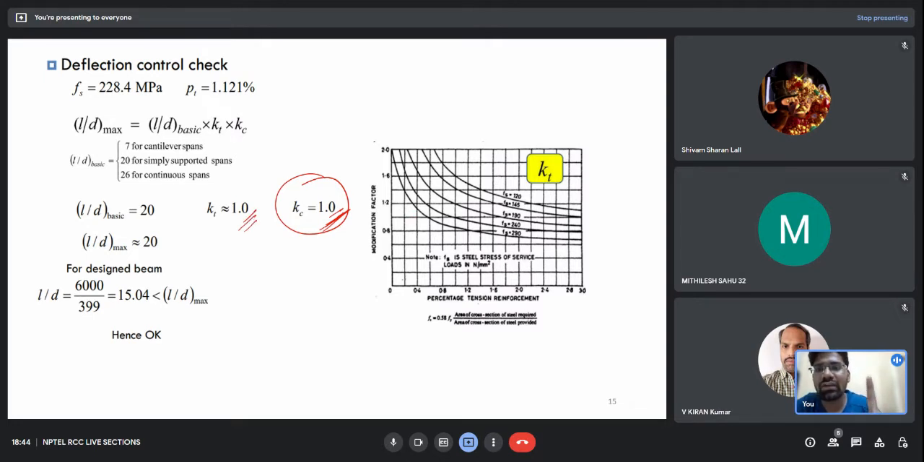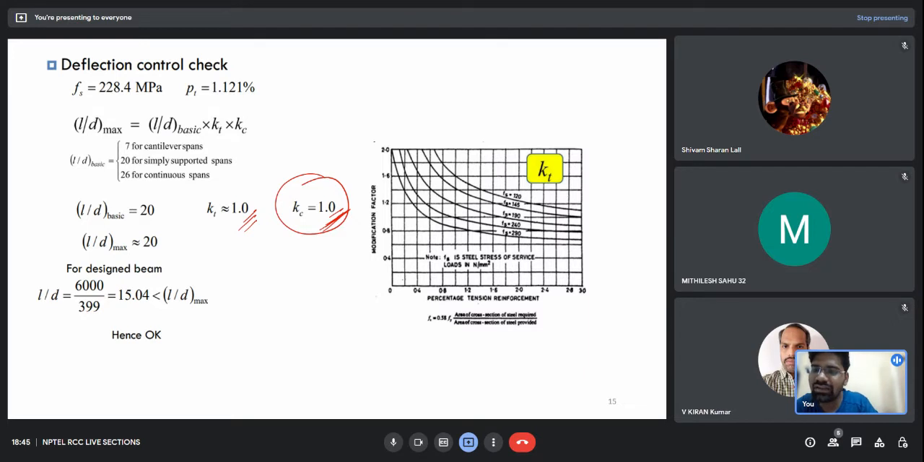Again, remember why we are using KT and KC, because it has been found that the presence of steel affects the deflection, and it is a common sense thing. Presence of the bars would definitely affect, but how will it affect? The compression bars will limit the deflection, whereas the tensile bars are found to be increasing the deflection.